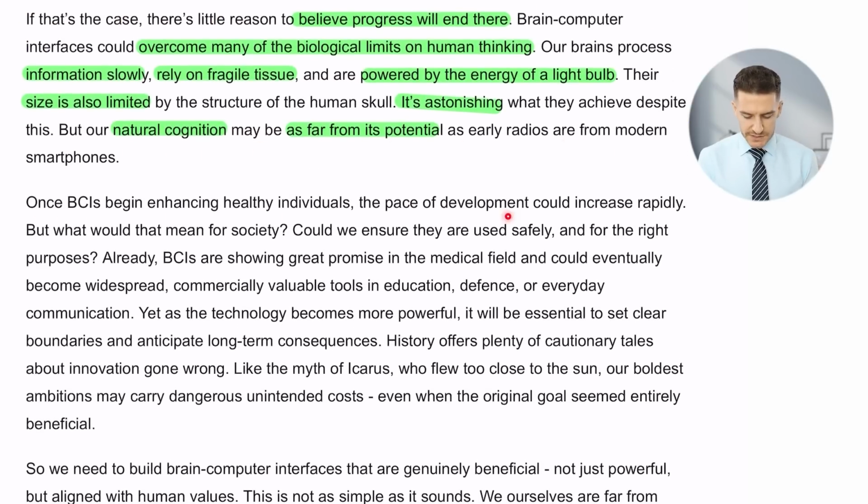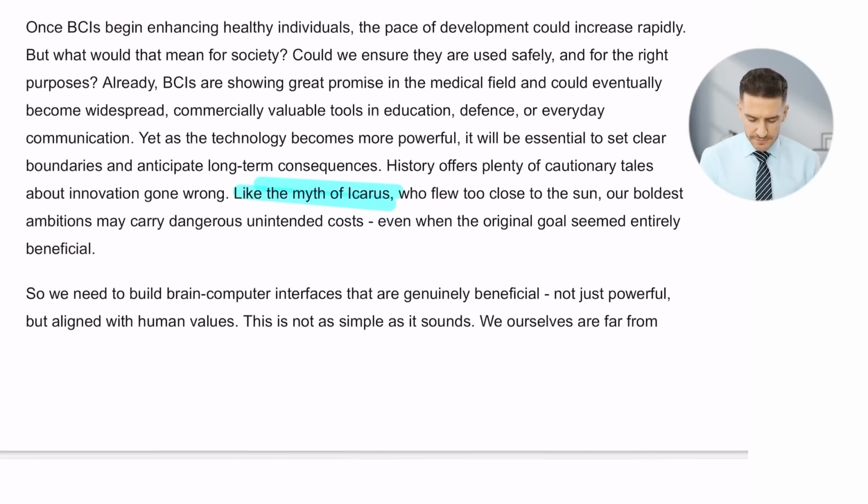Once BCIs, okay. Now, when you're looking for something very specific, you can just read very, very quickly because you don't need to understand what you're reading. You just need to find what you're looking for, and we found it right here. Okay, Icarus. So let's read about Icarus very quickly.